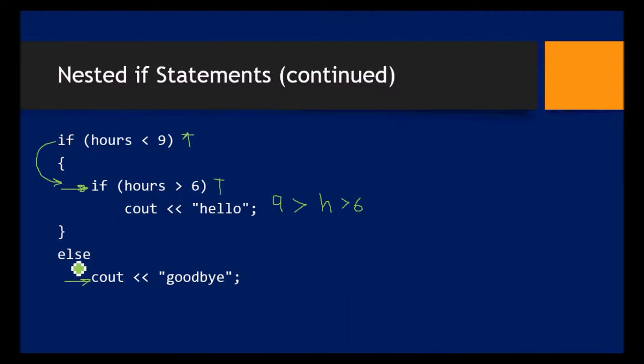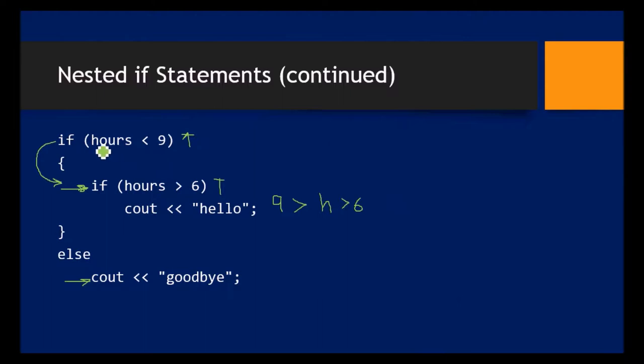Now that we know that, how does it get down here to the cout goodbye? This if must be false. When hours less than 9 is false, it'll go to the else and display cout goodbye. So the opposite of this condition is when it displays goodbye. That's an important point. In an if-else, the if code runs when the condition is true. The else code runs when the opposite is true.